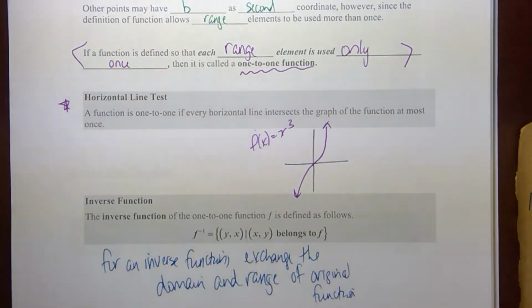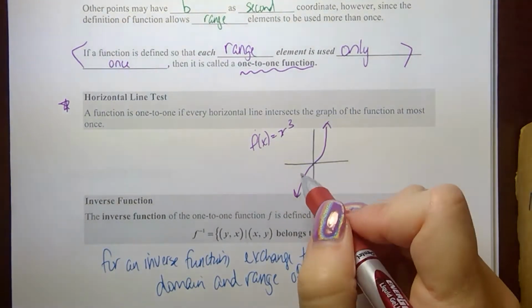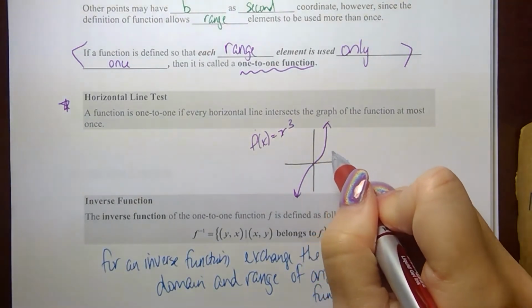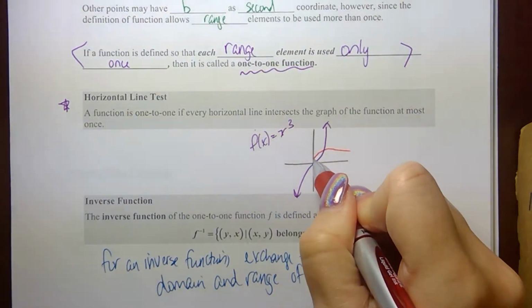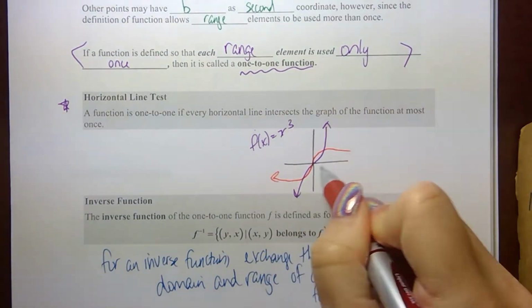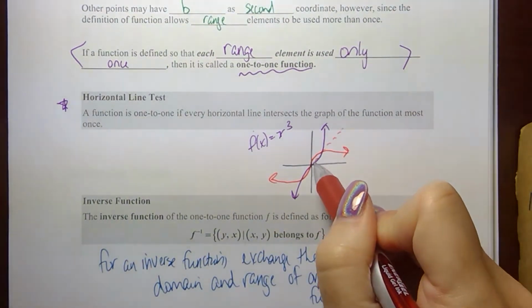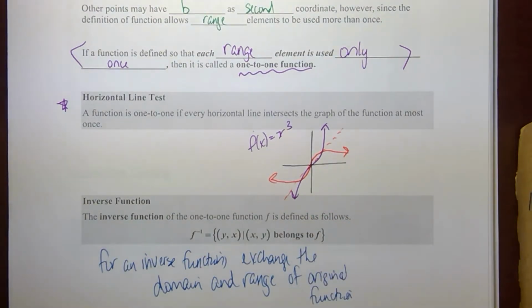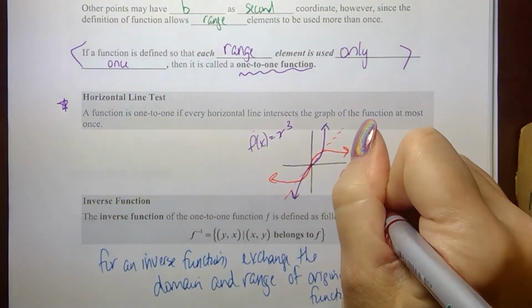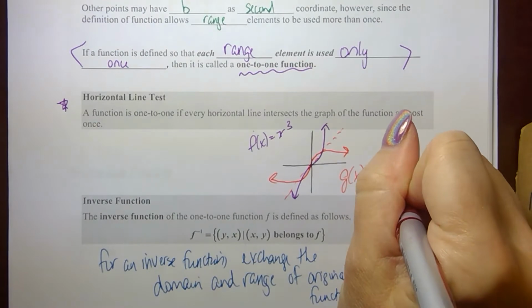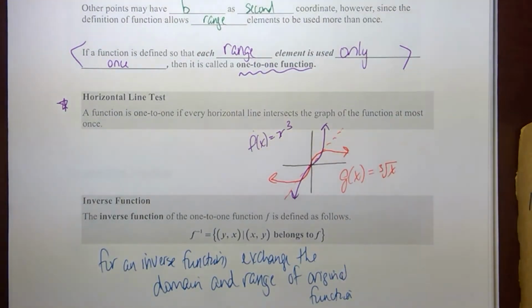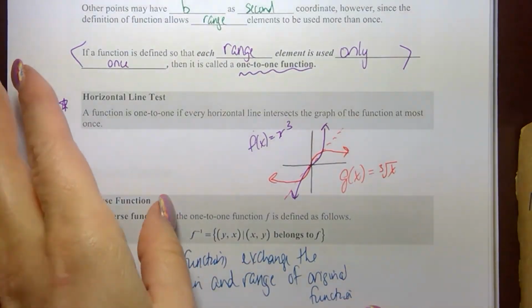If I were to invert this cubed function, the inverse would be the cube root function. And my cube root function is going to look like this. I didn't do a great job of sketching the original so that they match, but they're going to reflect across that line y equals x. That's going to be, say, g of x equals cube root of x, the inverse of x cubed. So there's an example of a function and its inverse.